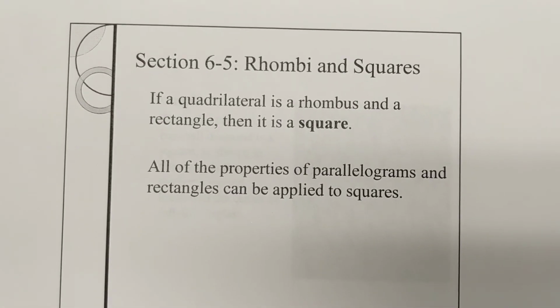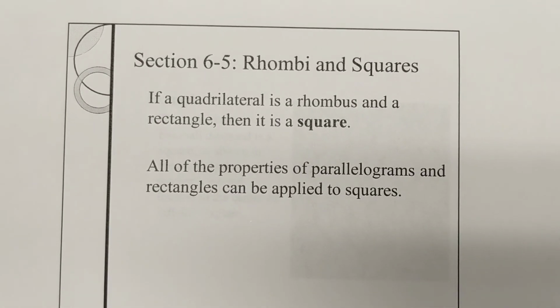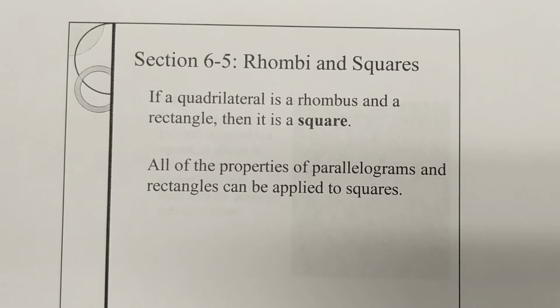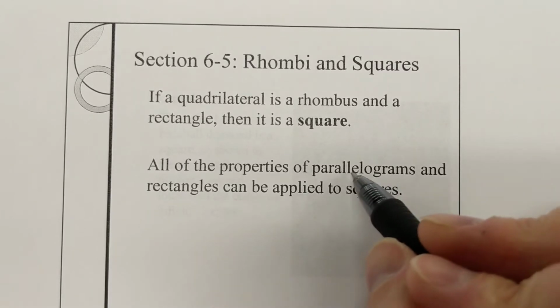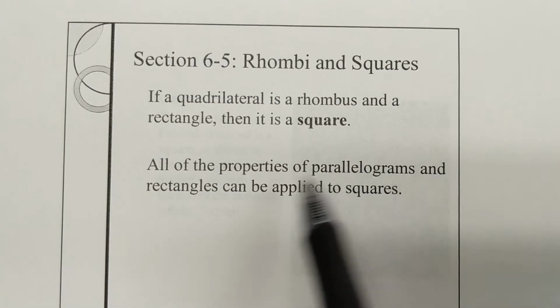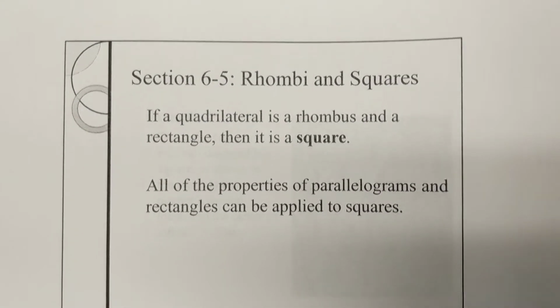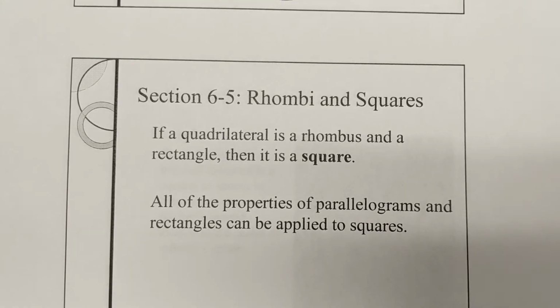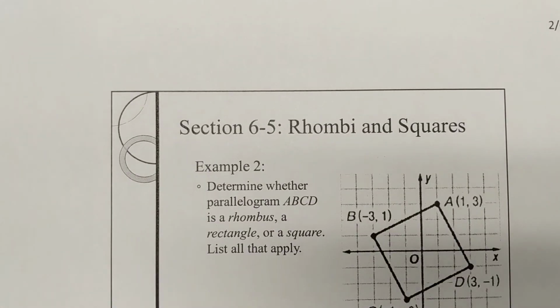Okay, if your quadrilateral is a rhombus and a rectangle, then you have a square. So remember, rectangles have 90-degree corners. Rhombuses do not have to. So a rhombus combined with a rectangle gives you a square. So all the properties of rhombi and rectangles can be applied to squares. Everything that's true about a rhombus is true about a square. Everything that's true about a rectangle is true about a square.